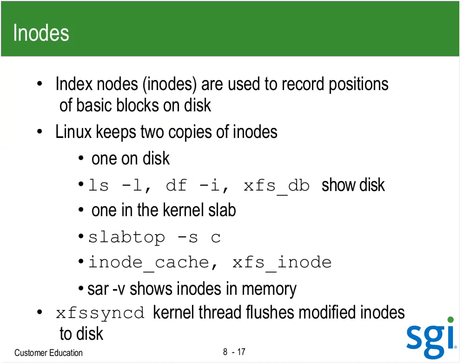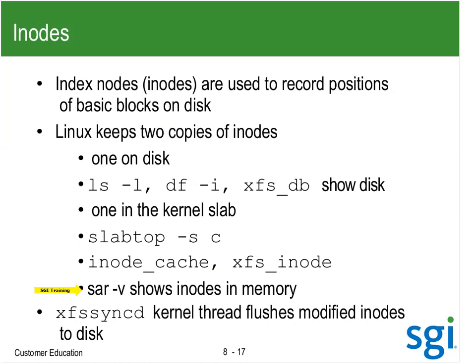Inodes then, we have two inodes. One is in memory and one is on disk. So I was using ls -l, df -i, and xfs_db, which we have not used, to look at the disk attributes. And then one in the slab, and that's what we had been looking at with slabtop. And there is an xfs_inode structure there. And we're also looking at stat -v to see what was in memory.